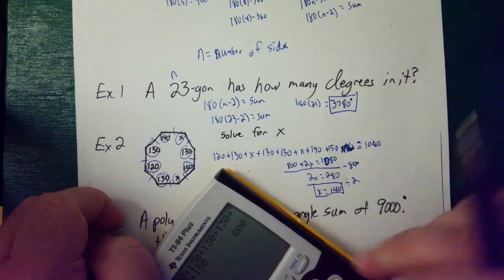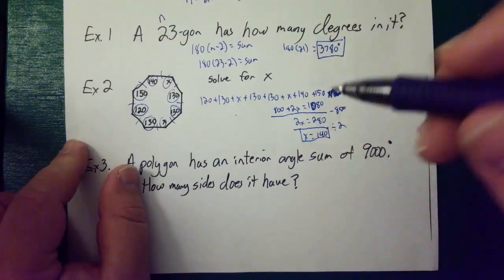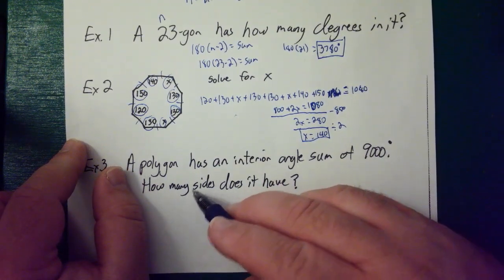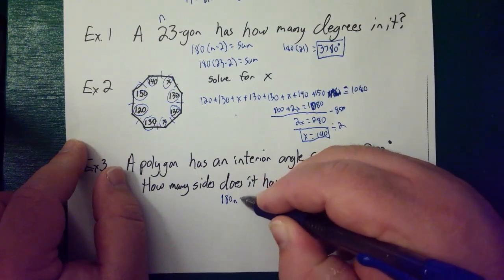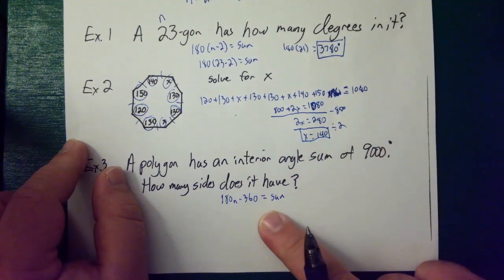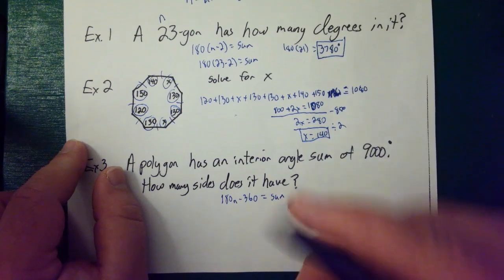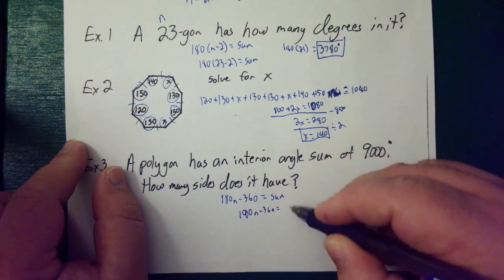There we go. All right, a polygon has an angle sum of 9,000 degrees. How many sides does it have? In this case, because we don't have n, we're looking for the number of sides. We're going to use this formula: 180n minus 360 equals the sum. It makes it easier. So we know the sum is 9,000, so 180n minus 360 equals 9,000.